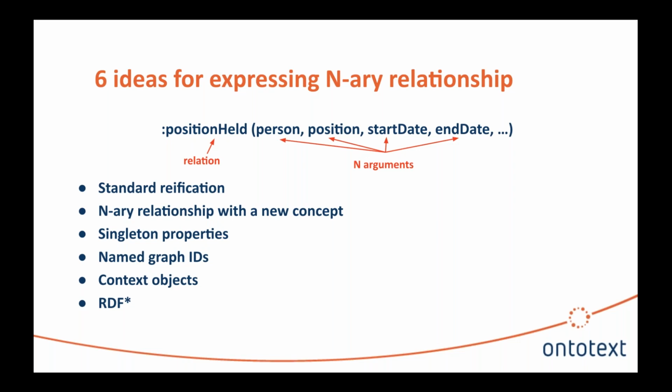So there were obviously some existing approaches for how you can model this using reification. This is already part of the RDF standard. Then we were always advising some of our users to model the relationship as a new concept. And I'll give you some more exotic examples like singleton properties, named graphs, and context objects. And obviously, what you're going to learn in this presentation is why RDF star is superior, because we are going to give you some benchmark tests which prove that this is the most efficient way to represent knowledge.